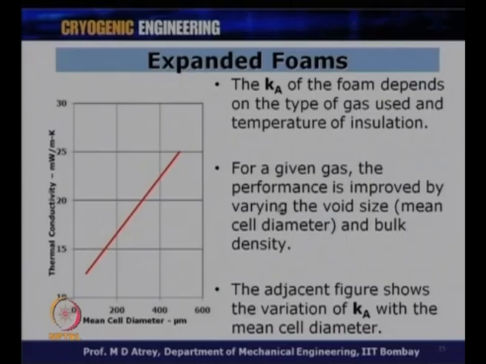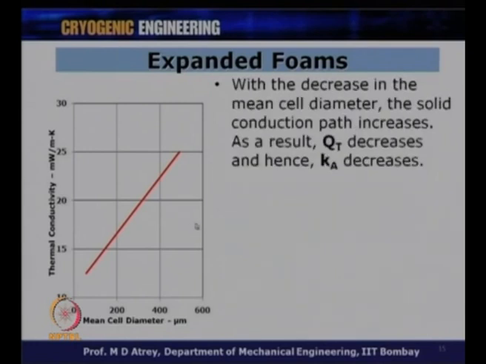How does it affect? You can see that thermal conductivity is on the y axis, and mean cell diameter in micrometer is given on the x axis. If we go on lowering the mean cell size from 400 to 200 or from 600 to 200, the thermal conductivity starts decreasing. So we should go for a small size, which we can conclude from here. The adjacent figure shows the variation of Ka with the mean cell diameter. So, what do we see from here?